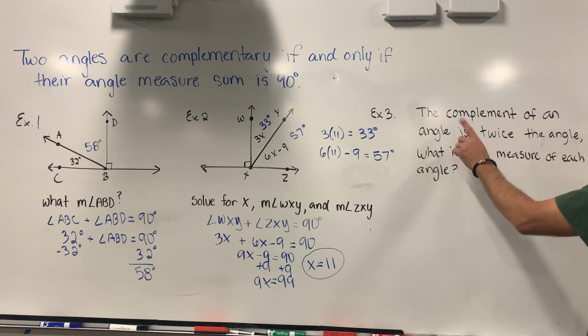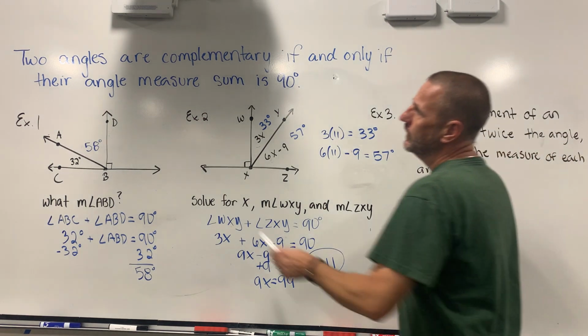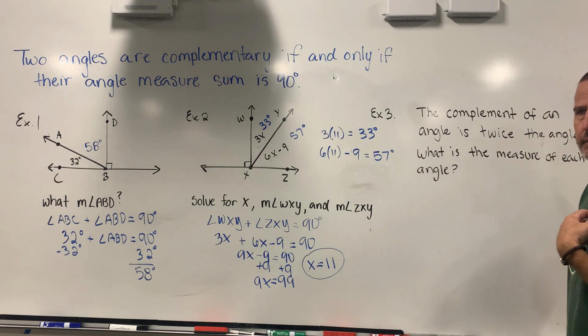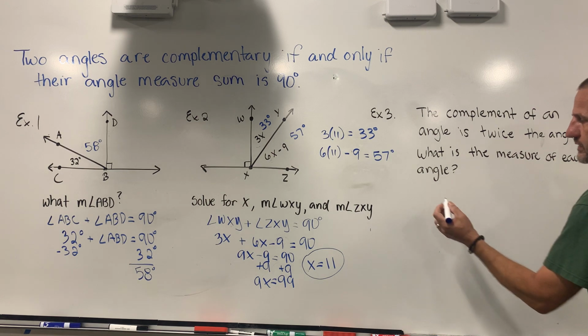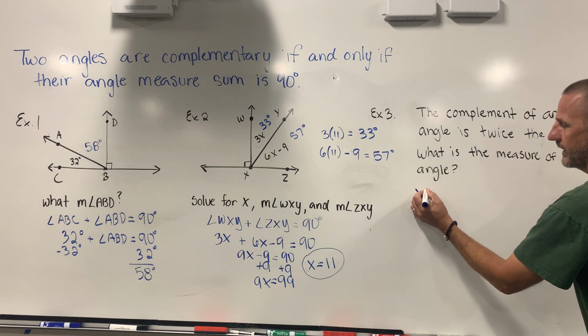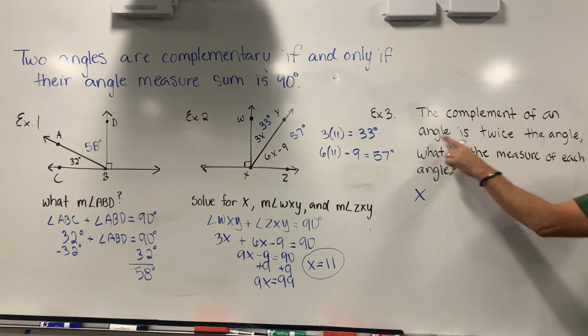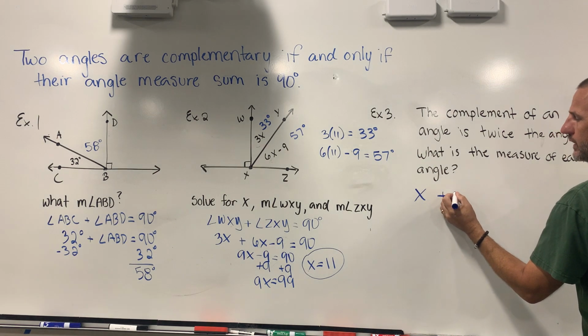It says, the complement of an angle is twice the angle. Okay, so complementary in itself means two angles. So I know that I have two angles, and one of them is twice the other. The problem is I don't know what the other is. So let's start with the one that we'll call the other. I have no idea what it is, so we're just going to give that a variable of x. And then I know that the complement of that angle is twice the angle. So then that means the complement must be 2x.